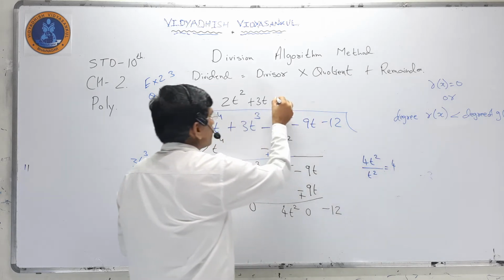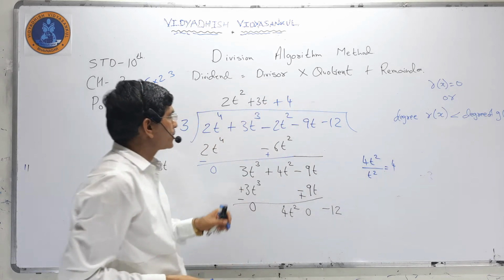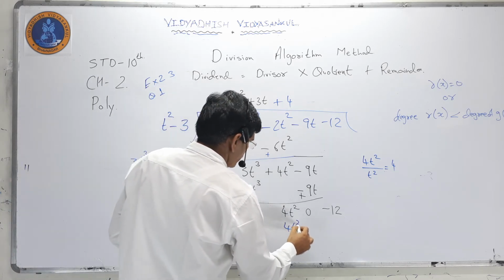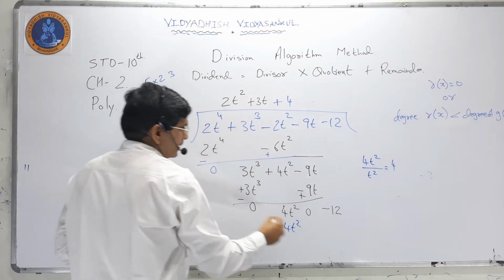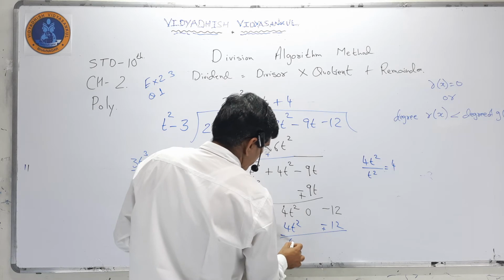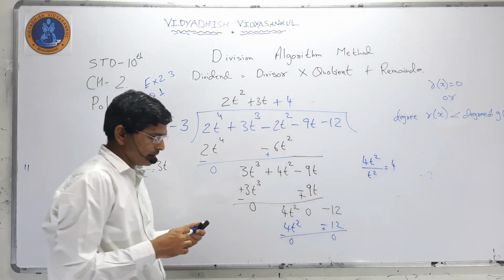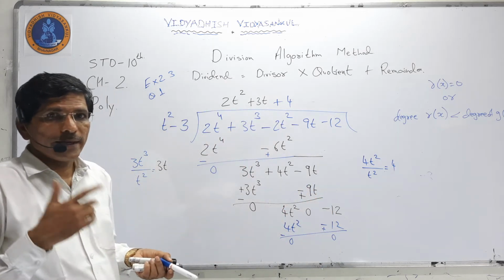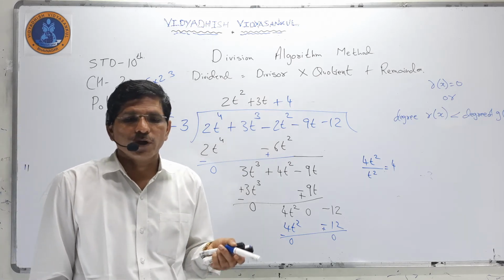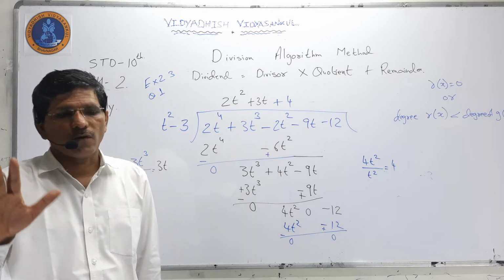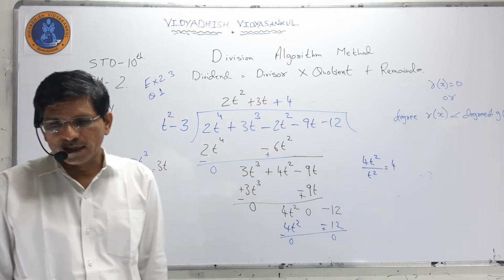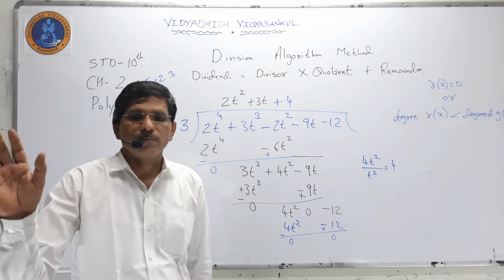That is, now 4 I have to write it here. So 4 into t into t, that is 4t square. 4 into 3, that is minus 12. So minus plus, here it is 0, here it is 0. It means what? Remainder is 0, means we can say that first polynomial is a factor of second polynomial.